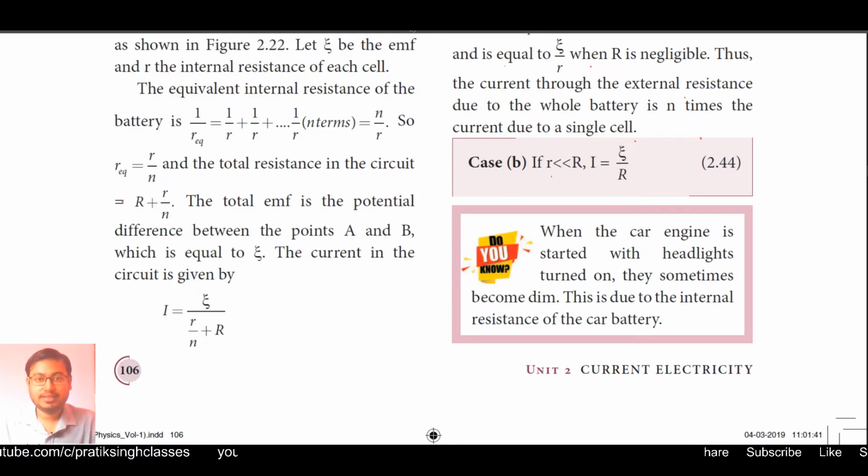Here is one interesting thing for you. Do you know that when a car engine is started with the headlights turned on, or even a bike, when you start it with the headlights on, they sometimes become dim? When you kick start the car or the bike, the headlight becomes dimmer, then it glows at its full intensity. This happens due to the internal resistance of the car battery, or any battery which we use in our automobiles, whether two-wheeler, three-wheeler, four-wheeler and so on.